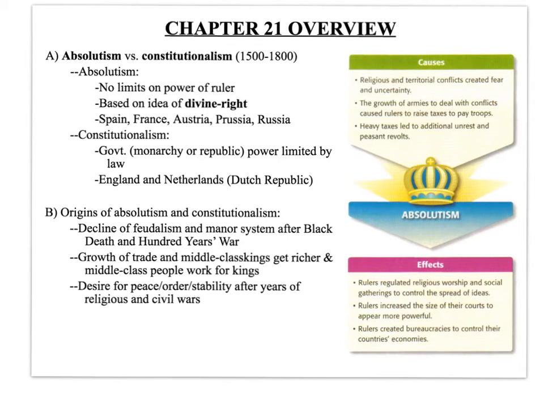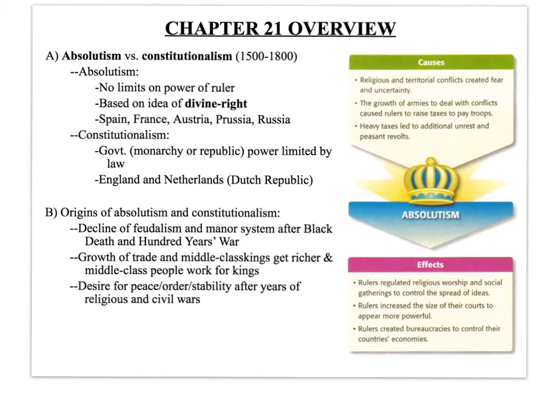And this could be a document, like in England, the Magna Carta, which we looked at in chapter 14, or it could just be a series of rules and regulations that the people have put into place, which was the case in the Netherlands. And basically, England and the Netherlands, or the Dutch Republic, were the only two countries in Europe that practiced this constitutionalism, this idea of having some kind of set of laws or rules, a constitution, that would restrict the power of the government. So it's the exact opposite of absolutism.